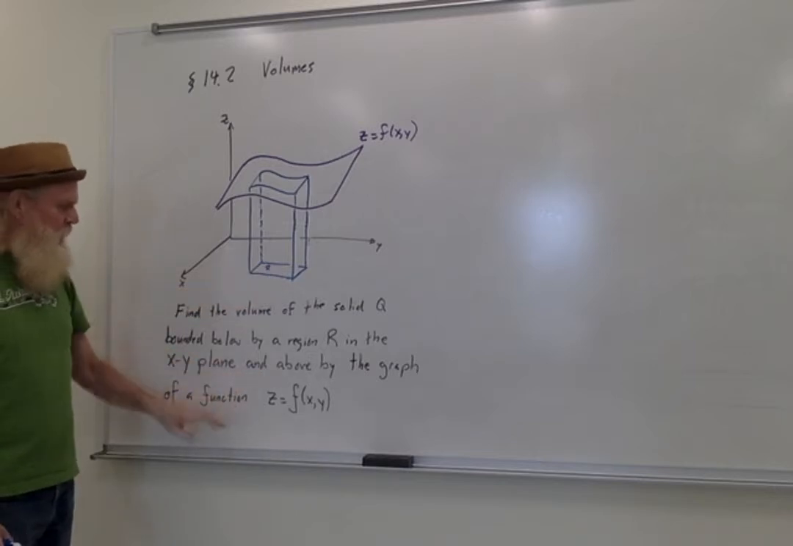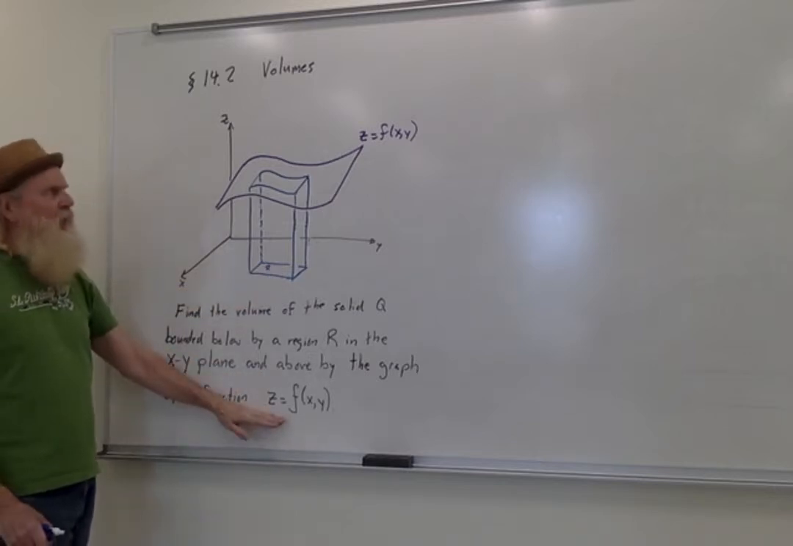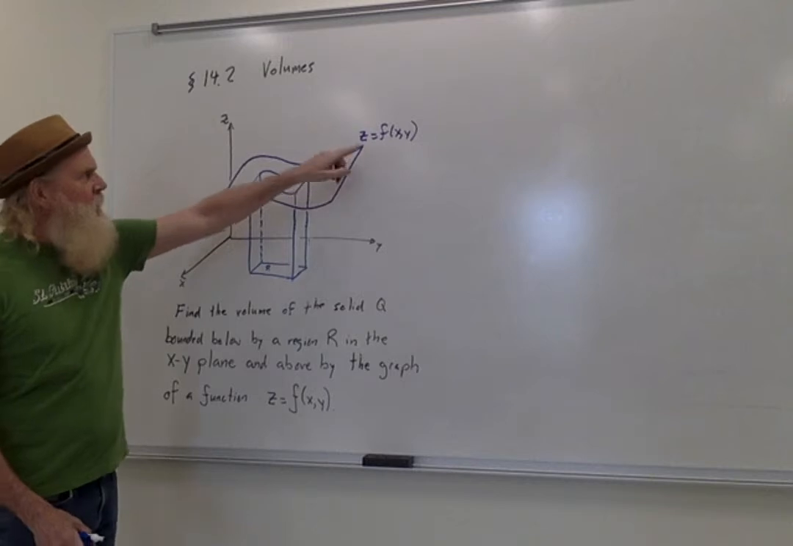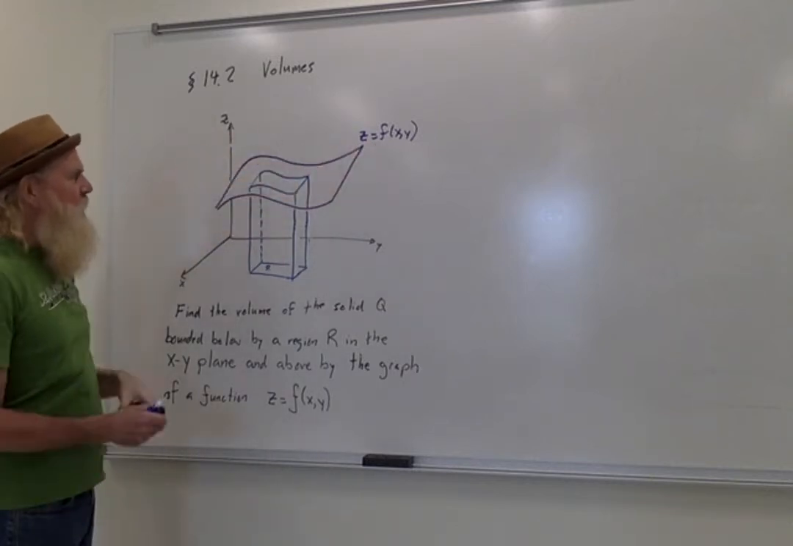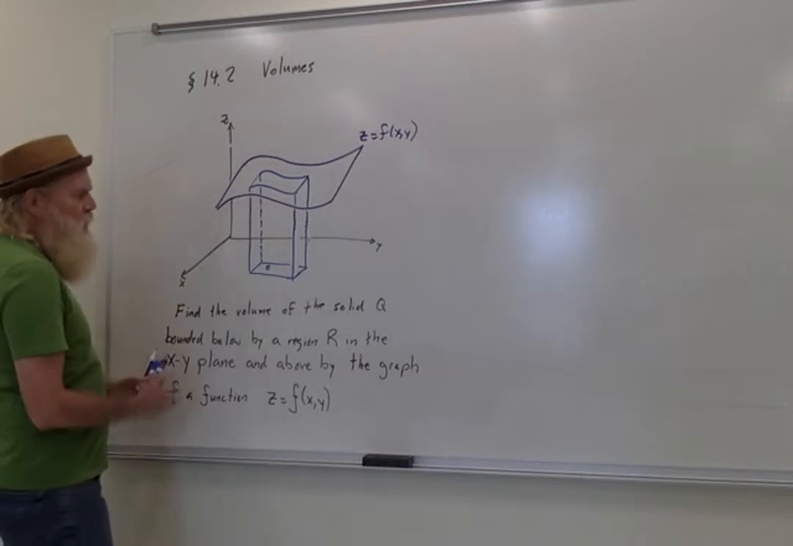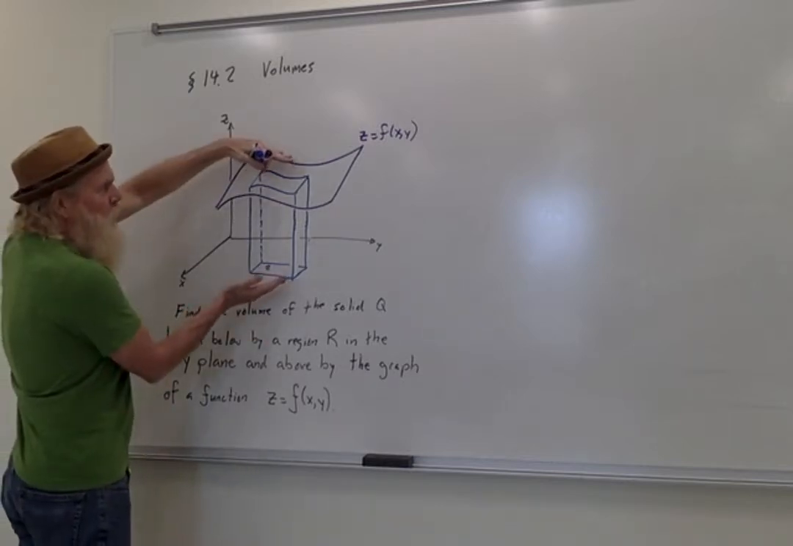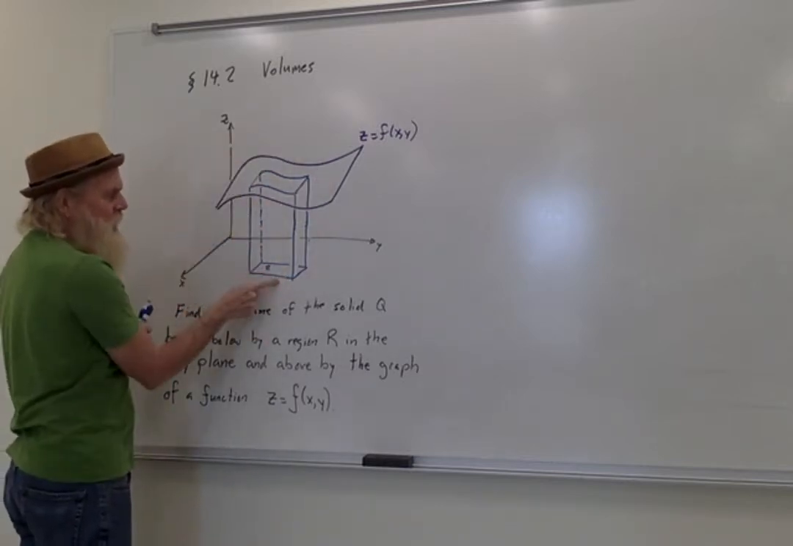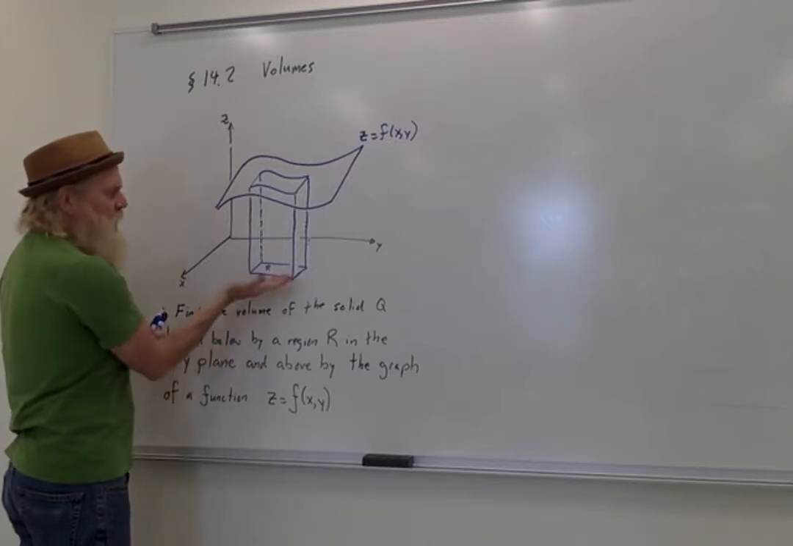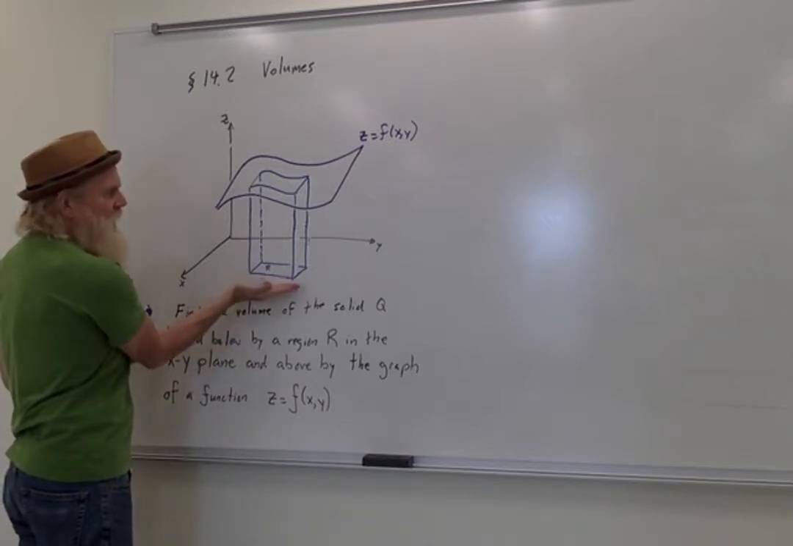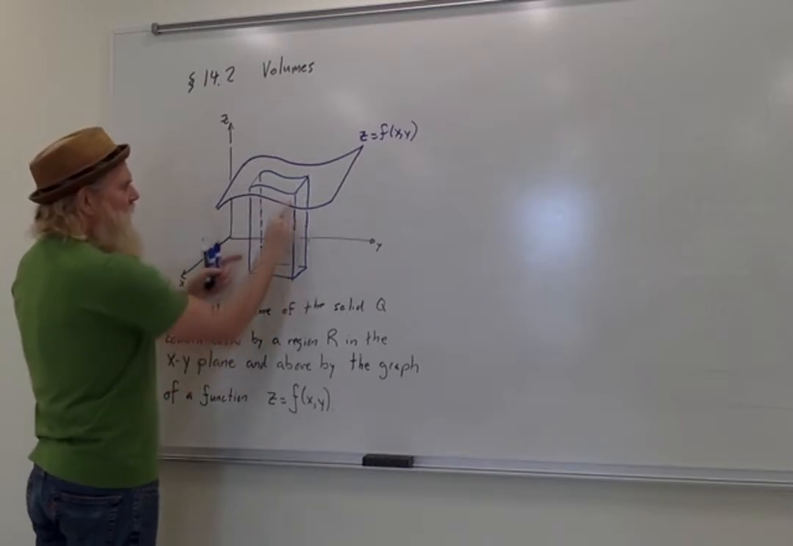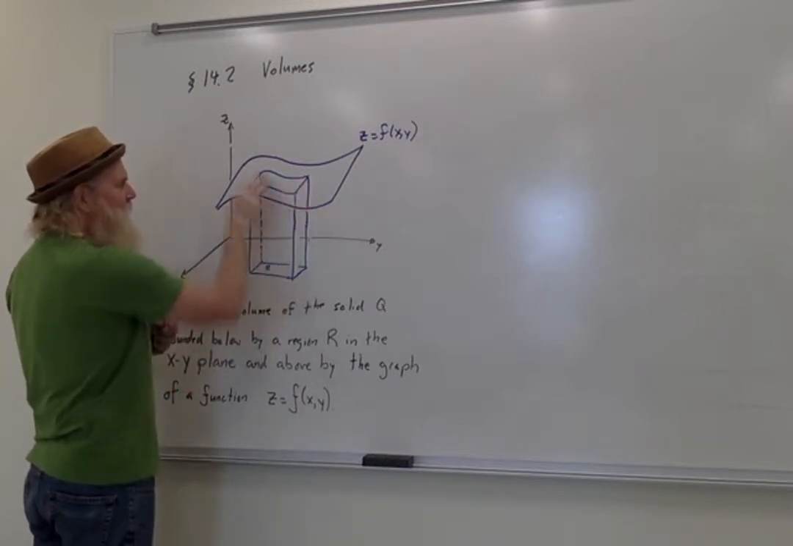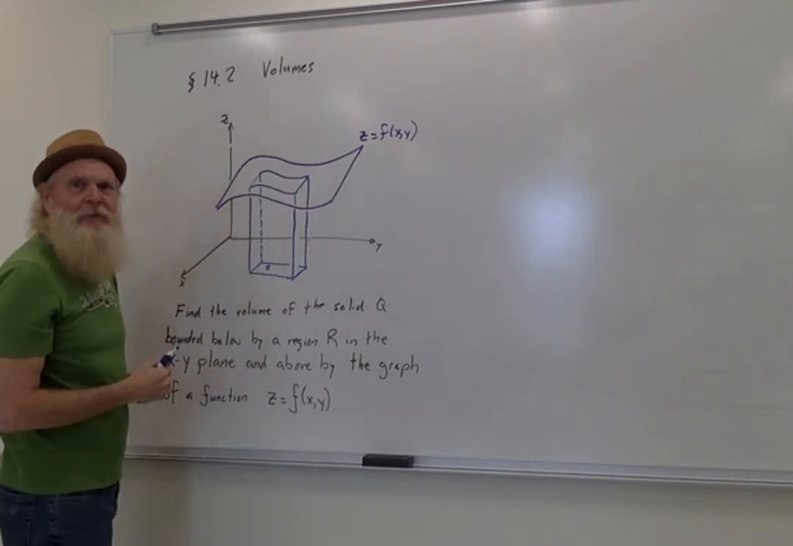And above by the graph of a function z equals f of x and y. So here, the function f of x and y might be this curvy surface above the xy plane. And I want the region which sits below that purple curvy surface and above this region R. So the bottom in my picture is a rectangle, and then I have four vertical sides, which are almost rectangles, only they have curvy tops, and then the top is totally curvy.